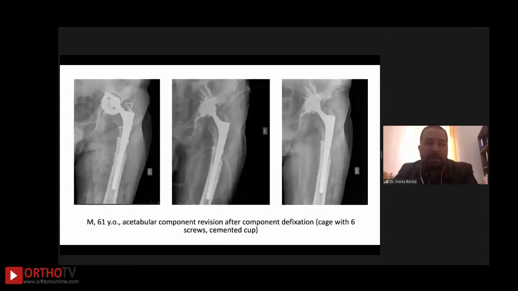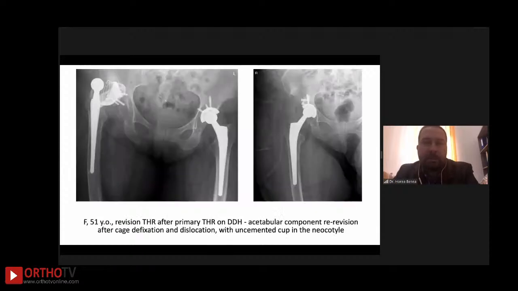A few examples of these cases: a male, 61 years old, with an acetabular component revision after defixation, in which we replaced it with a cage and, of course, a cemented cup in it, with good results after that. Another case was a 51-year-old, very young woman who had a first revision of the cup initially done in another service, but the primary implant was on a developmental dysplasia of the hip.